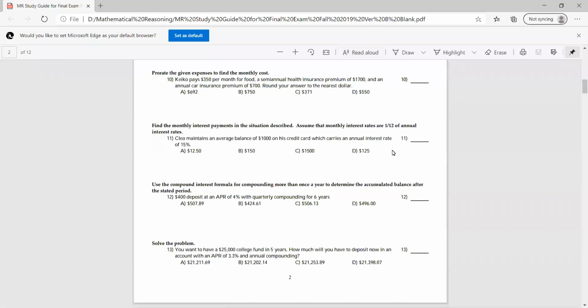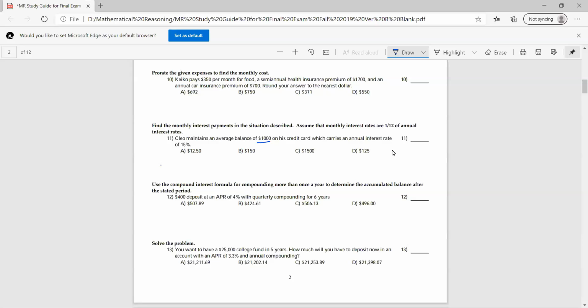And on number 11, it says that Cleo maintains an average balance of $1,000 on his credit card, which carries an annual interest rate of 15%. And it's asking us to find the monthly interest payments in the situation described. We want to assume that the monthly interest rates are 1/12 of the annual interest rates.